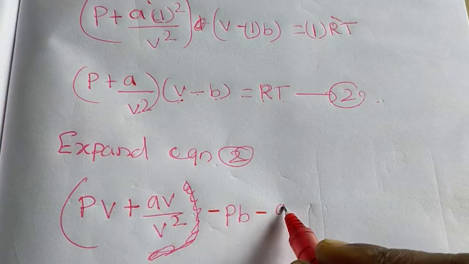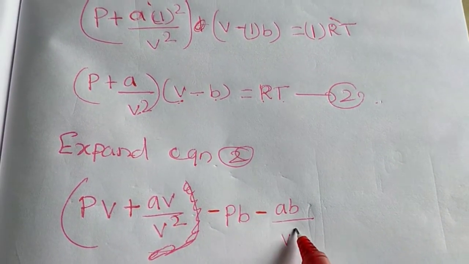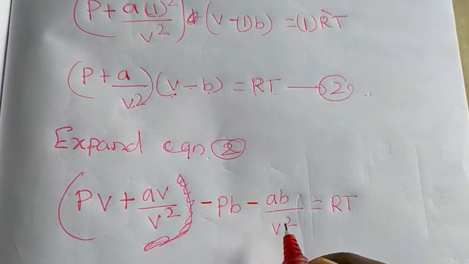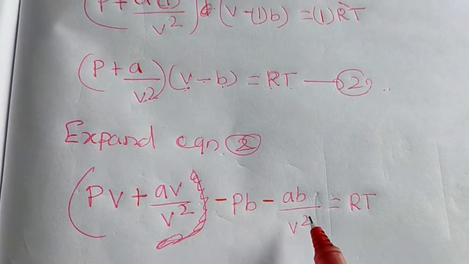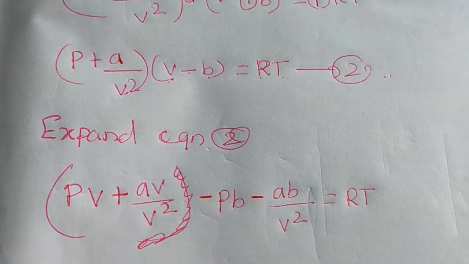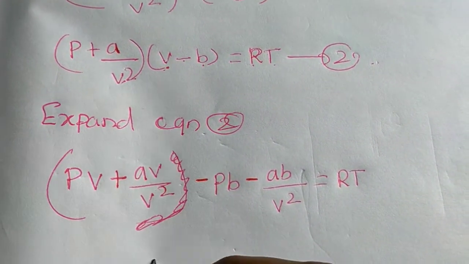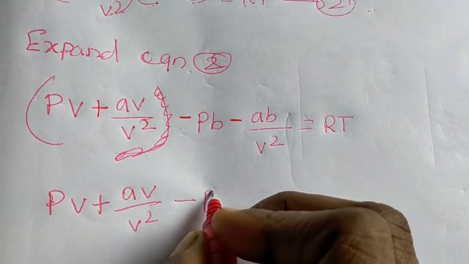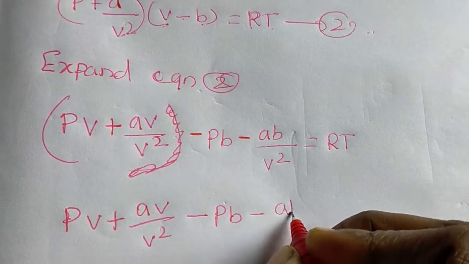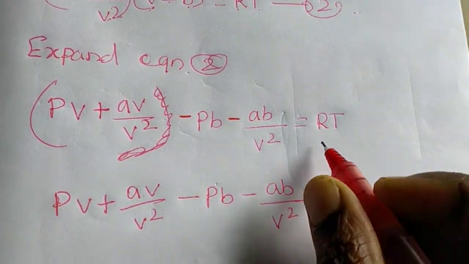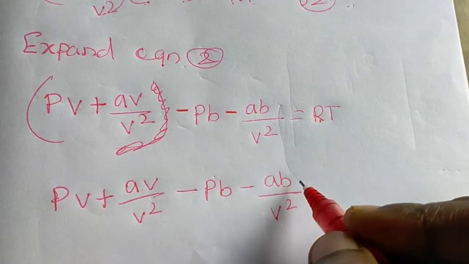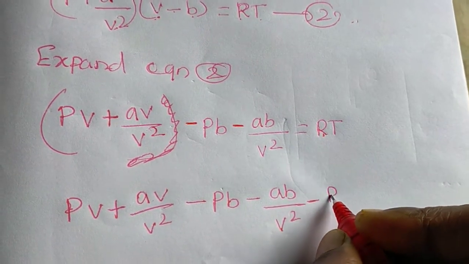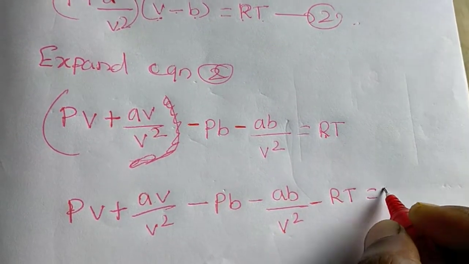So ab divided by v square is equal to RT. Then again write that, take this RT to this side. So it will become (P v plus a v) divided by v square minus Pb minus ab divided by v square. This plus RT is coming to this side, so this plus will turn into minus. So it will become minus RT is equal to 0.